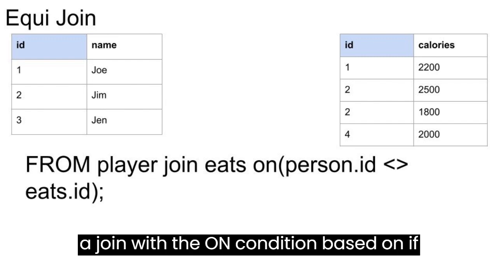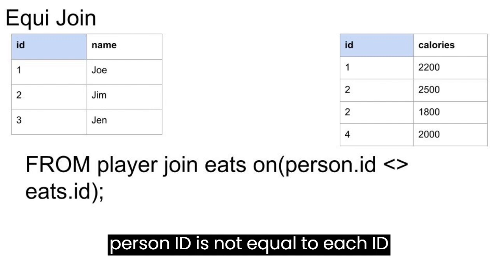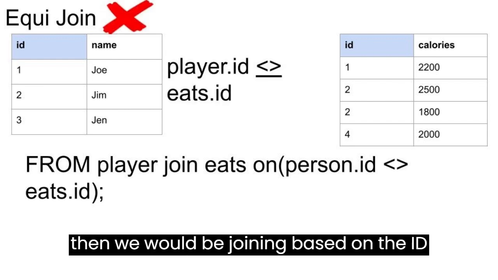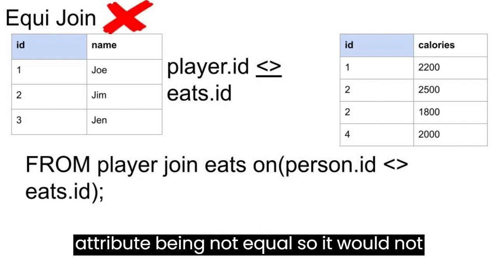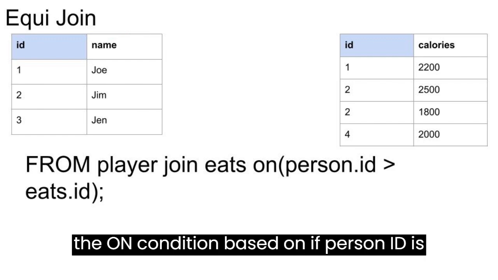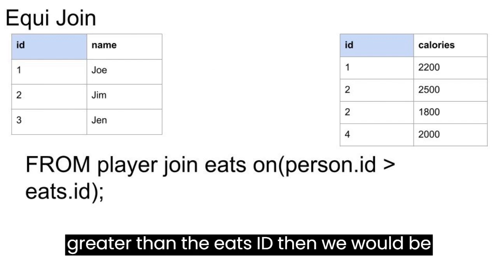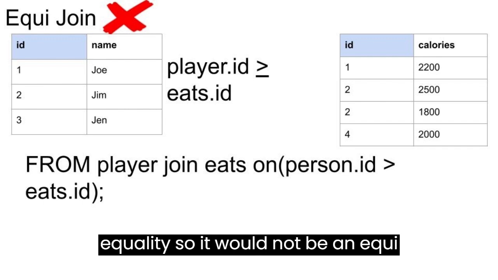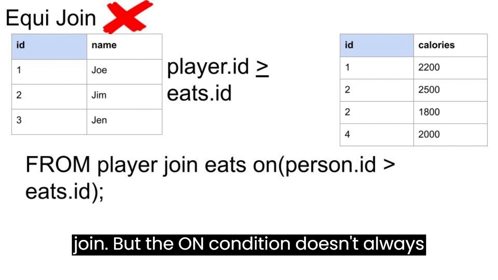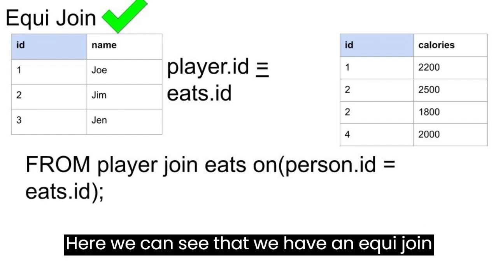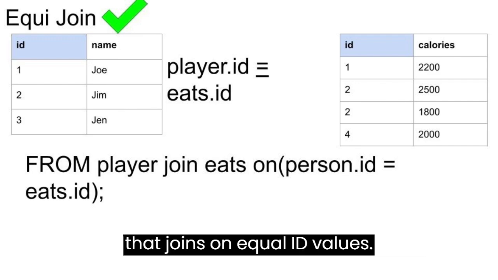If we did a join with the on condition, based on if person ID is not equal to eats ID, then we would be joining based on the ID attribute being not equal, so it would not be an Equi-Join. If we did a join with the on condition, based on if person ID is greater than the eats ID, then we would be joining based on something other than equality, so it would not be an Equi-Join. But the on condition doesn't always mean that our join is not an Equi-Join. Here we can see that we have an Equi-Join that joins on equal ID values.